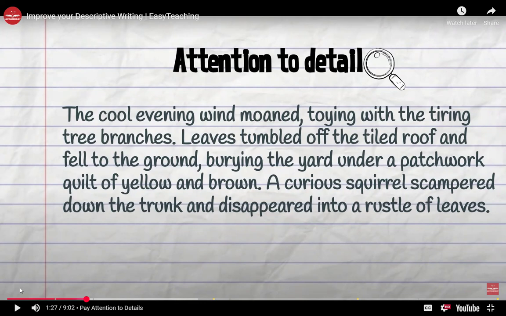Wind moaned. Absolutely. That's another very vivid verb going on. Curious, yes, describing the squirrel as curious. Excellent. What do you think of whenever you hear that a squirrel's curious? What do you imagine he's doing? Yeah, looking all around. Maybe, yeah, good. What else? This is kind of chock full. What other details are in here?